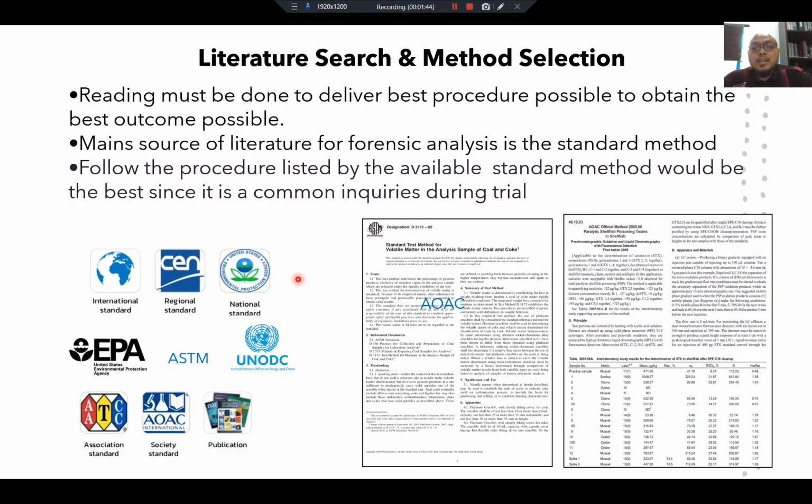So is there any situation where you can use a method other than the standard method? Can you use a journal? In the situation where a standard method is not available, or there is no specific standard method for your particular matrix or situation, you can refer to the journal. Remember that in forensics, as long as we can provide empirical study and empirical results, the method should be accepted.